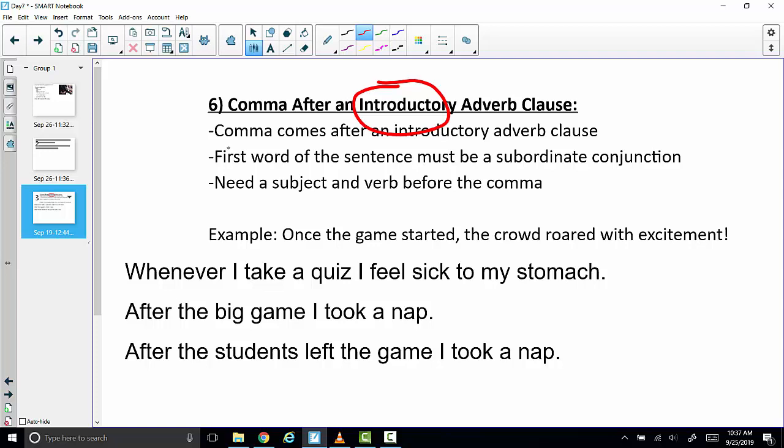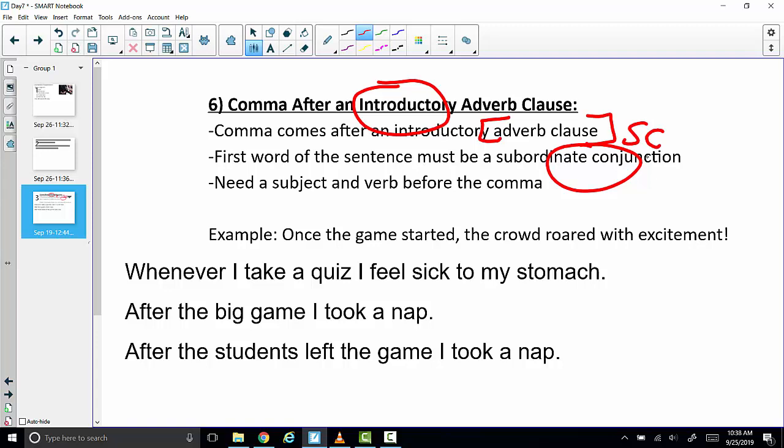So, you use a comma. There's going to be a comma that comes after an introductory adverb clause. We're going to bracket our adverb clauses. The first word of the sentence must be a subordinate conjunction. We're going to circle these and label them SC for short, subordinate conjunction.